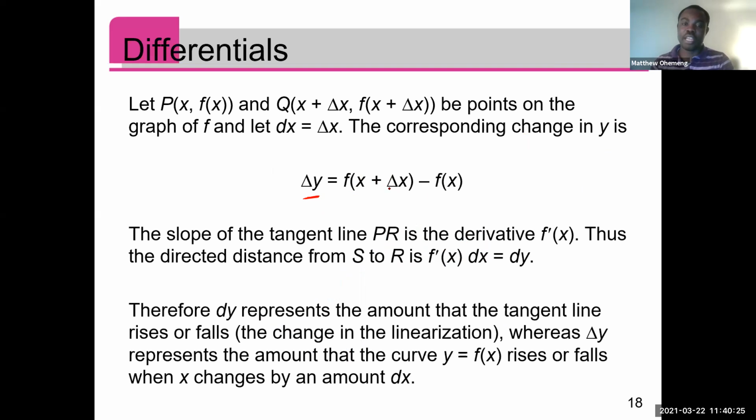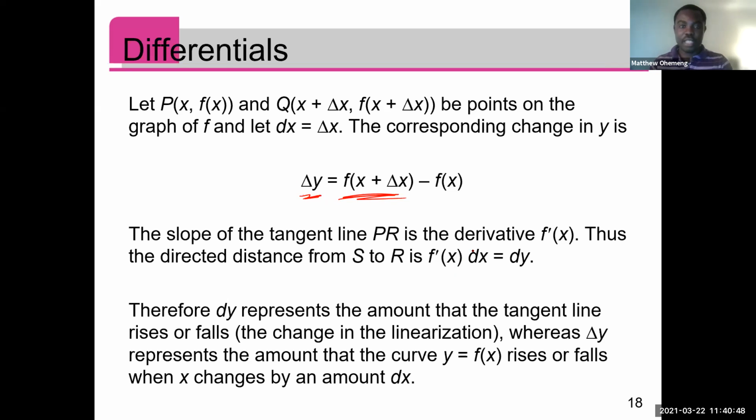The function evaluated at x plus delta x minus the original function at x, so that'll give you the delta y, which is the actual change. Now, sometimes it's difficult or tedious to calculate this. But in that case, similar to what we did for linear approximations, you can use the differentials to approximate the actual change.